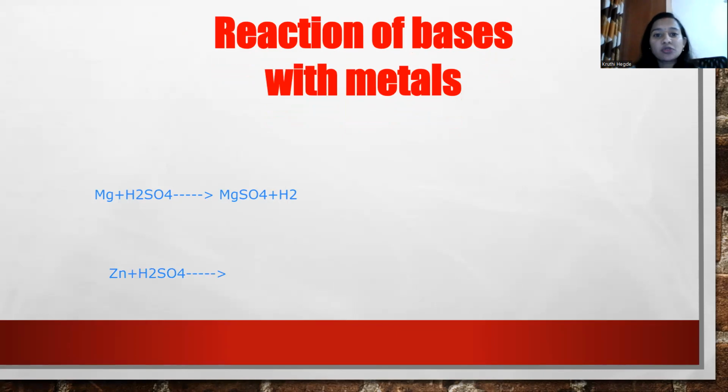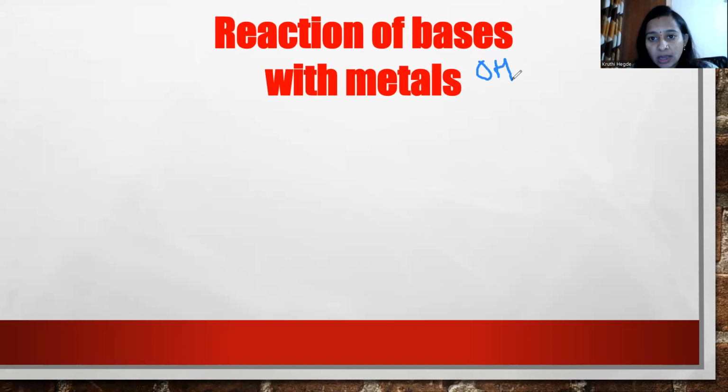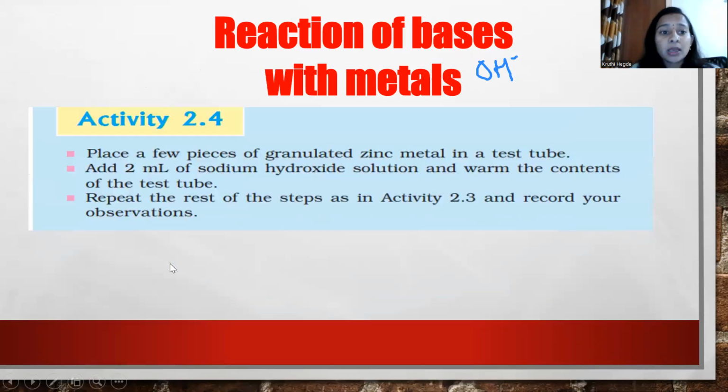Now, reaction of bases with metals. How do bases react with metals? Do bases also produce hydrogen gas? That we need to discuss. Bases will have OH minus ions. Bases have OH minus ions, which we have discussed in the previous slides. It will have OH minus ion. So when bases react with metals, what product do we get? That we need to understand.